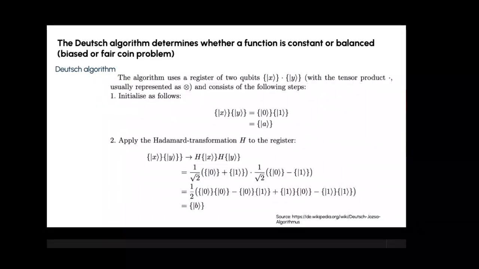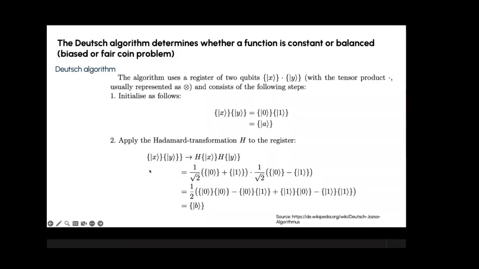And now the Deutsch algorithm uses a register. Oh, sorry, it has 2 qubits. And it consists of the following steps. So first, you initialize the qubits to have the first in state 0, and the second in state 1. Then you apply a Hadamard transform, which they call state A now, the combined state of the 2 qubits. So that's the state of each of the qubits, and the A is a register state.